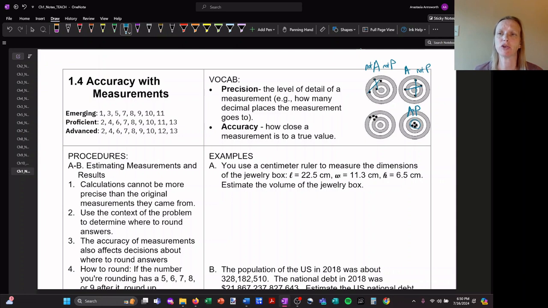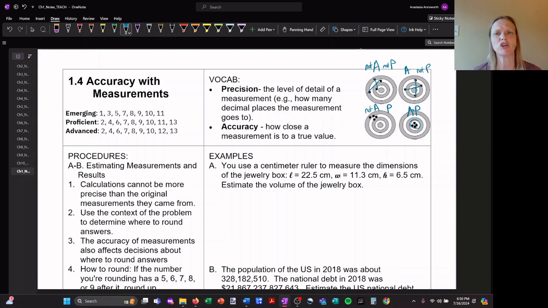This bottom left picture shows results that are precise but not accurate. They're clustered closely together, but they aren't actually close to where they're supposed to be. So hopefully this gives you an idea of what accuracy versus precision is.